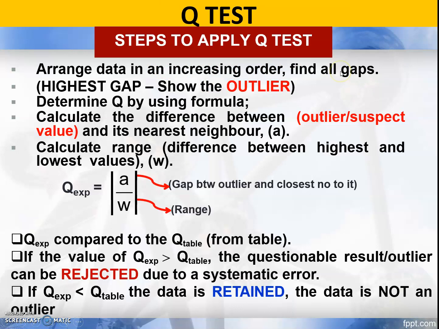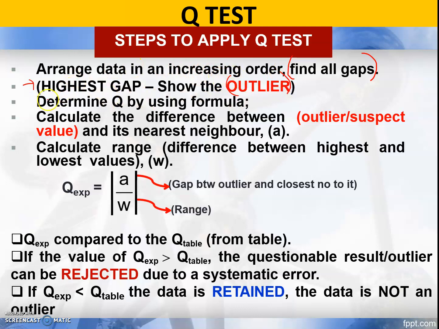Okay, menaik atau menurun. So biasa saya akan buat decreasing order lah, menurun. Senang sikit, high value minus small value. Okay, so first you susun data in decreasing order, and then find all the gaps. Okay, please take note of this one. Find all gaps. Okay, beza setiap value. So the highest gap shows the outlier.